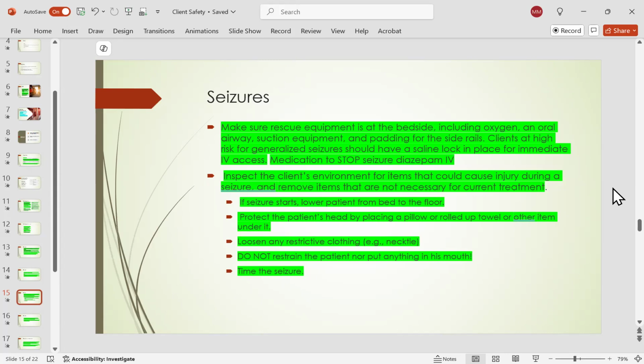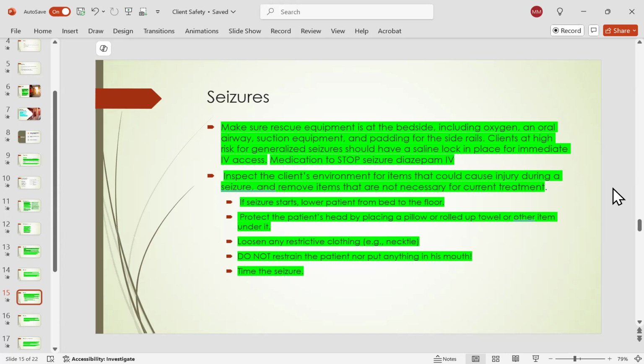Okay. Make sure that if that client's on seizure precautions, that we're checking their environment, that there's nothing in there that could pose a risk for them to be injured if they do have a seizure. Okay. If they are in bed and they start to seize, get them out of the bed and onto the floor because otherwise they're going to fall out of the bed. So as gently as possible, get them out of the bed onto the floor. The first thing is protect their head because their head will be thrashing. Okay. Get a pillow under their head, a rolled up towel, a jacket, a shirt, a blanket, anything under their head. If they have anything that's restrictive as far as clothing, like a necktie, loosen it.